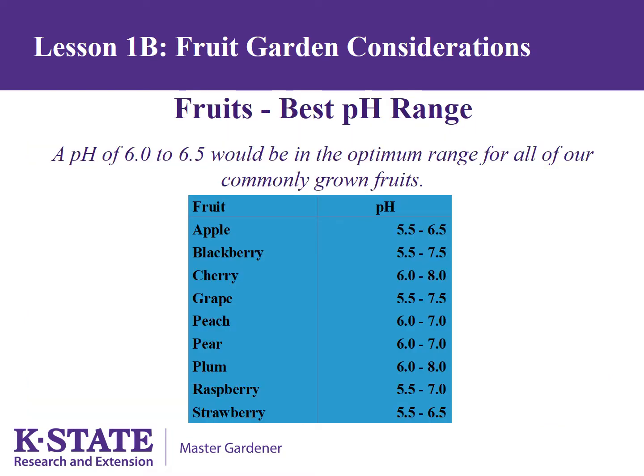This table shows the optimum range of pH for various fruit plants. Notice that some fruits, such as blackberry, have a wide range, while others, such as apple, have a narrow range. If you look through this list, you will see that a pH of 6.0 to 6.5 is in the optimum range for all fruit crops listed.